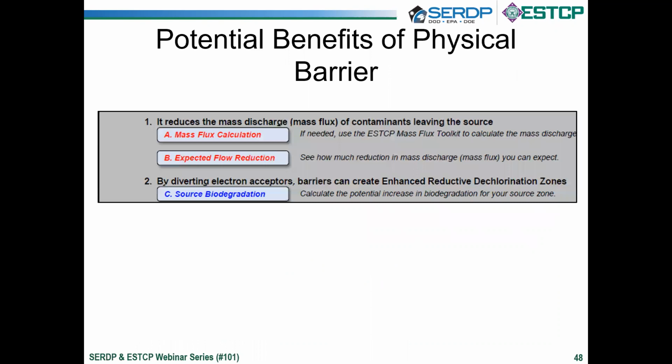This slide shows a screenshot of the 3 different modules that can help quantify the benefits of a barrier at a particular site. So first, the mass flux calculation refers to the ESTCP mass flux toolkit, as well as the ITRC guidance document. And the second module, you can quantify the expected flow reduction. And the third module, you'll get to the biodegradation benefits calculator.